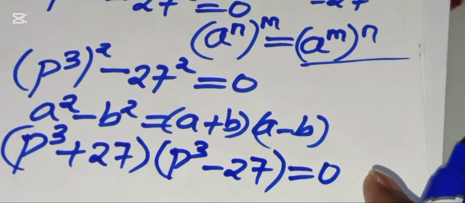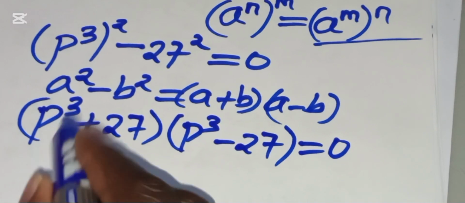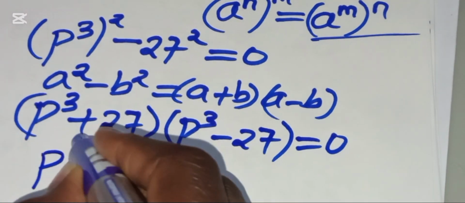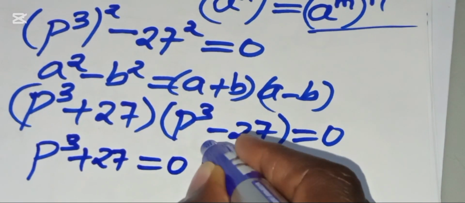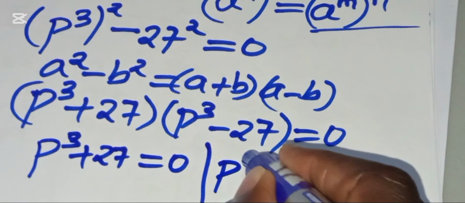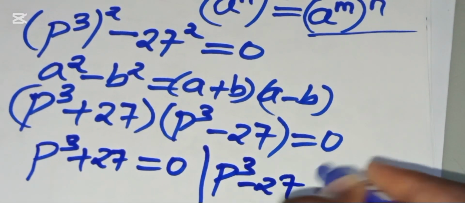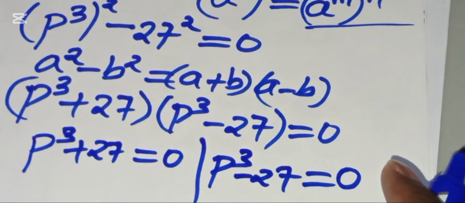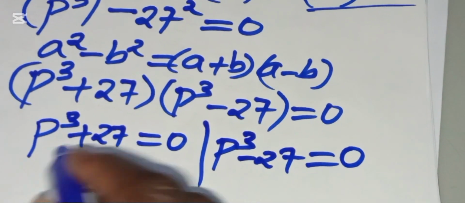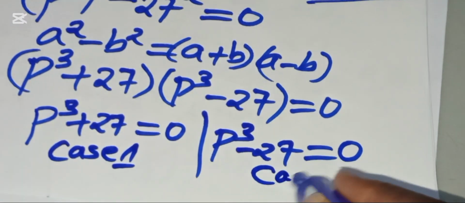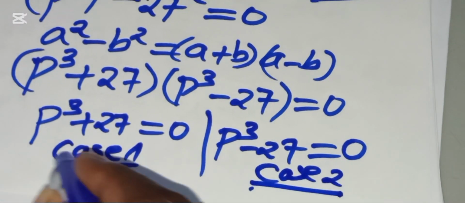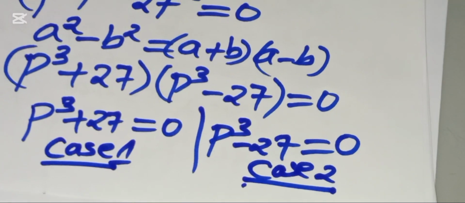So in other words, we have two parts here. The first part is p raised to power 3 plus 27, this is equal to 0. And we have p cubed subtract 27, this is equal to 0. So let's deal with these. I can call this one case 1 and this one case 2. Let's deal with case 1 first.